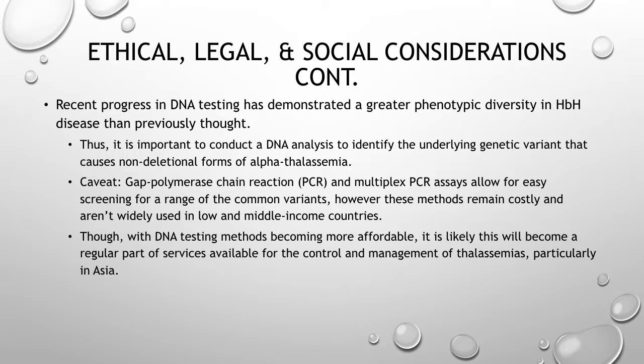So it's important to conduct a DNA analysis to identify the underlying genetic variant that causes these non-deletional forms of alpha thalassemia. But the caveat is that the gap polymerase chain reaction and the multiplex PCR assays that allow for easy screening for a range of the common variants remain very costly and are not widely used in low and middle income countries. And even though DNA testing methods are becoming more affordable, it is likely that these will become a regular part of services available for the control and the management of thalassemias, particularly where we often see these in Southeast Asia.